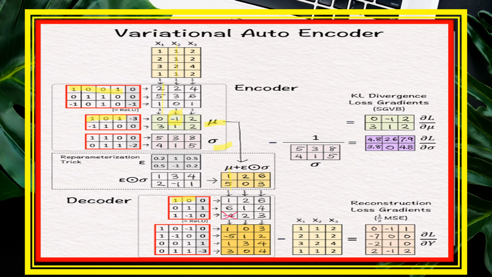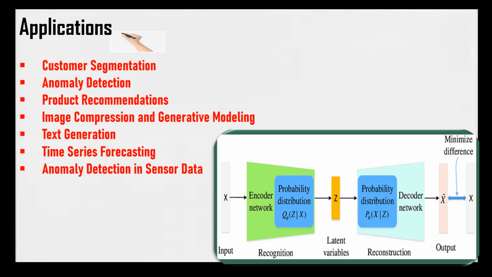Then we have some reconstruction loss, that is we want the reconstructed data to be the same as this input data. So here finally we'll get this output which involves the mean square error, that is y minus x. So we'll get the terms like this. So what are the applications of variational autoencoders?